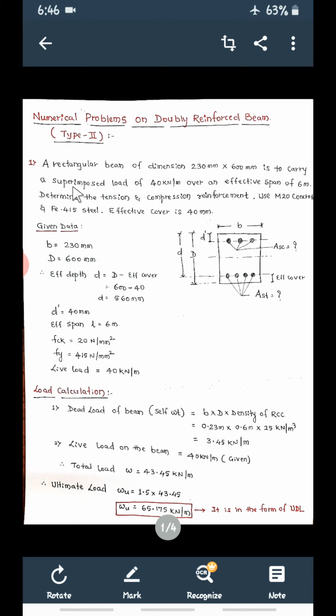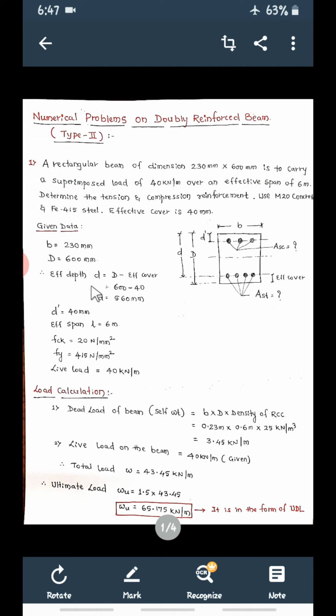And this beam has to carry a superimposed load, that is a live load, in the form of UDL, that is 40 kilonewton per meter over an effective span of 6 meter. So 6 meter will be the span of the beam. Now for this beam we have to determine tension and compression reinforcement, that is bottom steel, whatever steel is provided at the bottom, this is tension steel. We have to find out AST, area of tension steel, and top steel provided, it is compression steel, the ASC.